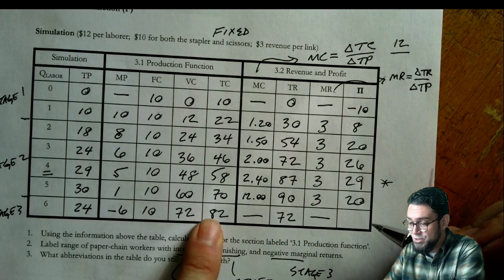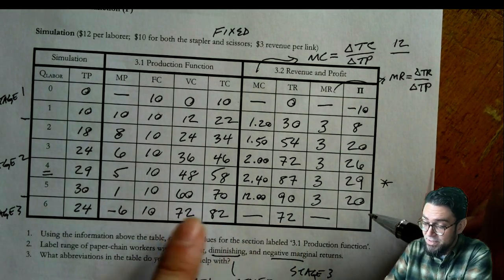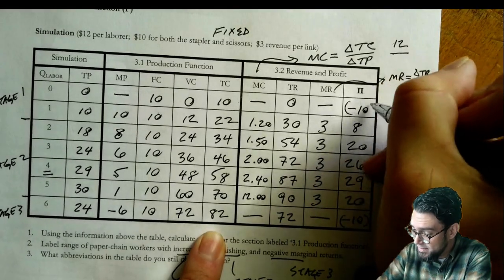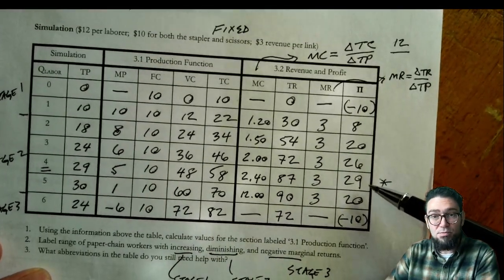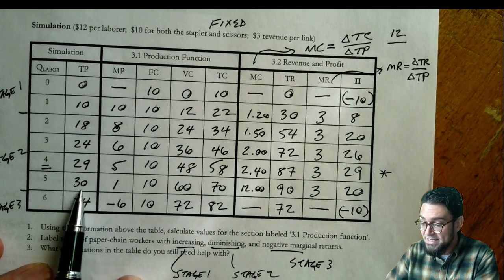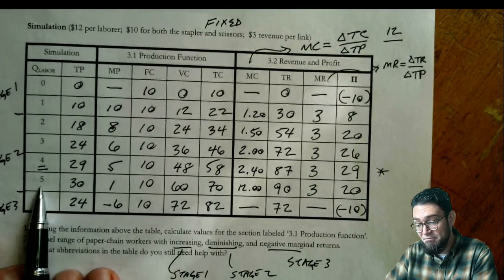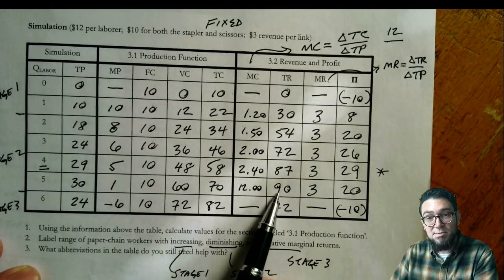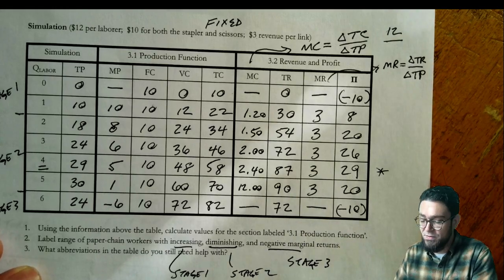And let's prove that we really shouldn't hire this guy. 72 minus 82 is negative 10, right? Negative 10 and negative 10. So lo and behold, boom, this was true. We should have hired 4 workers. Even though we maximize our total product output at 5, even though we maximize our revenue there, we actually don't want to maximize our revenue. We just want to maximize the profit that we're earning.